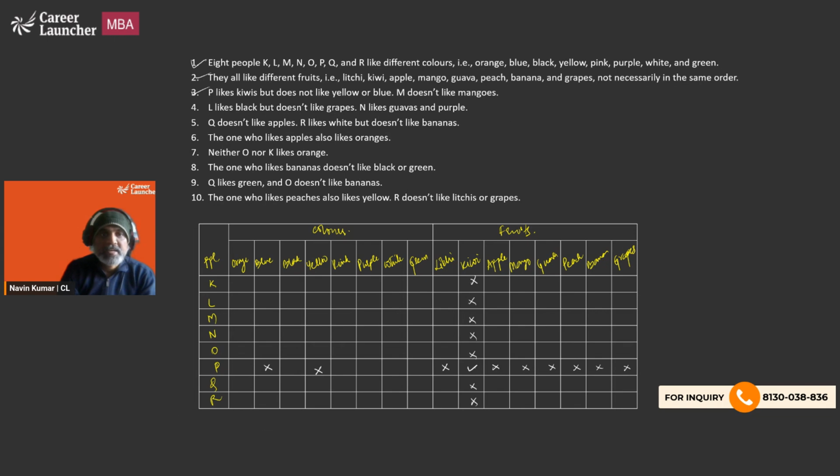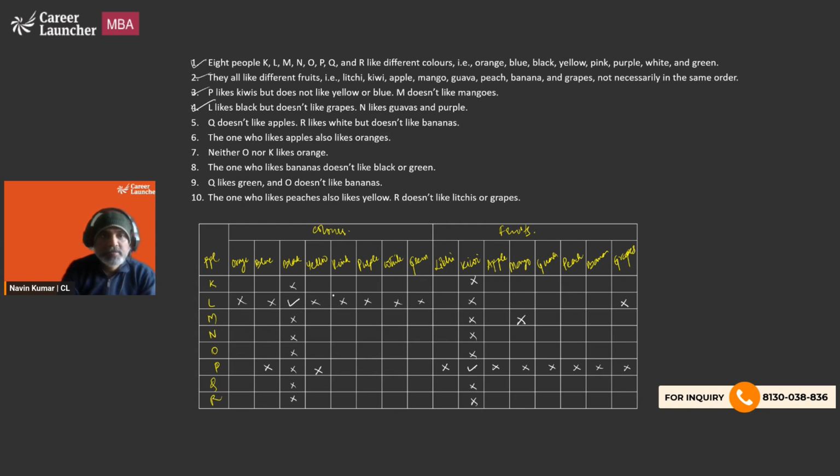Next, M doesn't like mangoes. So within M, we are going to put a cross for mangoes. Next, L likes black. So we're going to strike out everything else within the color row, and within black, we will also strike this out. But L doesn't like grapes.